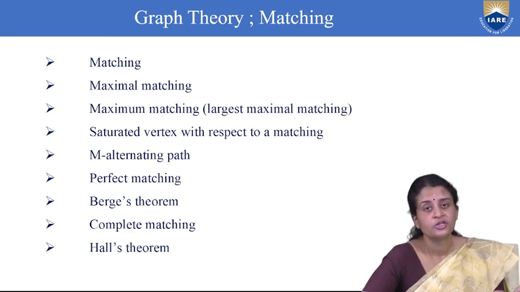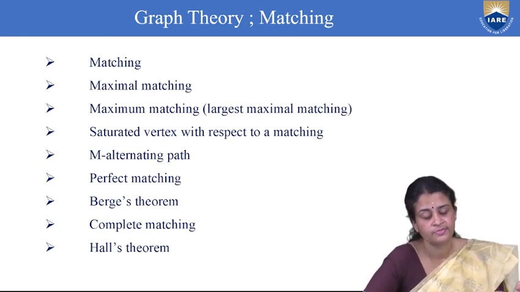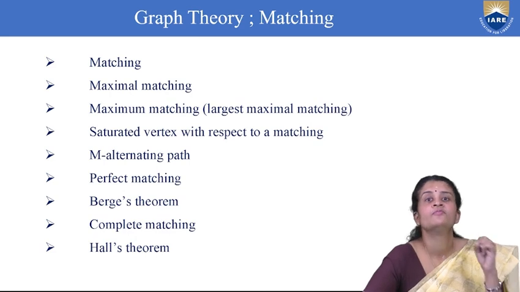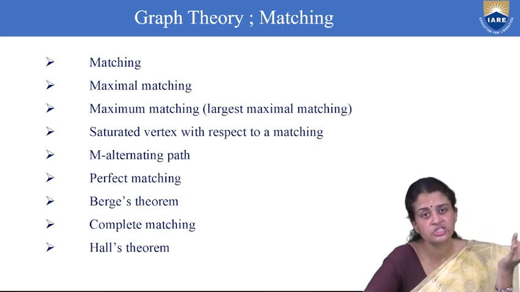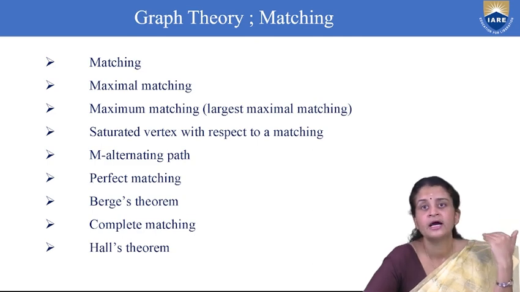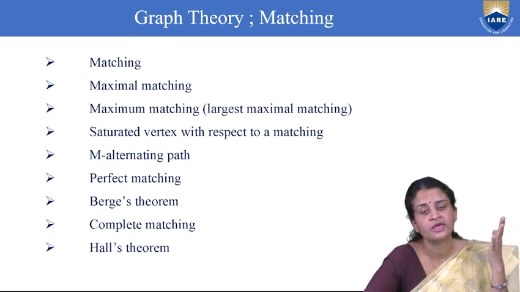Now we will revise what we have discussed so far in this session on matching. Matching we have discussed, then maximal matching, maximum matching. Matching means a set of edges which are non-adjacent in G. A matching M is said to be maximal if we cannot find any other matching M dash which contains M. The largest maximal matching is said to be a maximum matching.